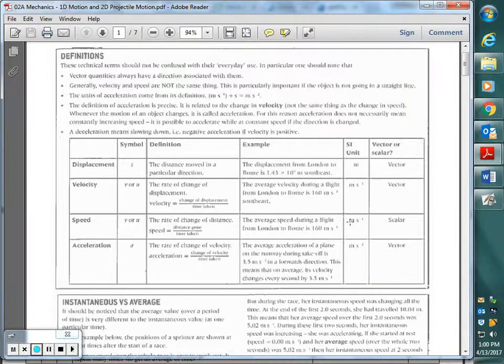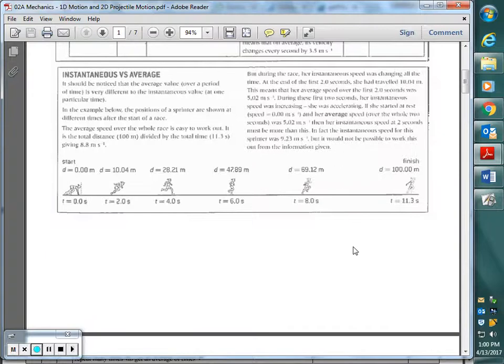Okay? All right, at the bottom of the first page, instantaneous versus average. Average is over a large period of time. Instantaneous is at some particular moment in time, right? In the first 2 seconds of this race, this runner girl goes 10.04 meters. We can figure out her average velocity by taking 10.04 and dividing it by 2. But that's not how fast she's going at that very moment.